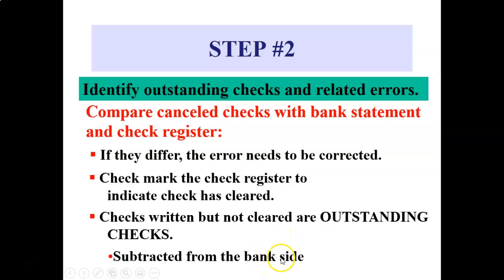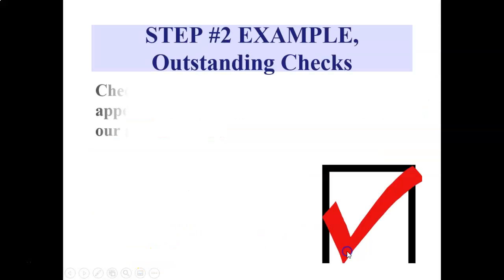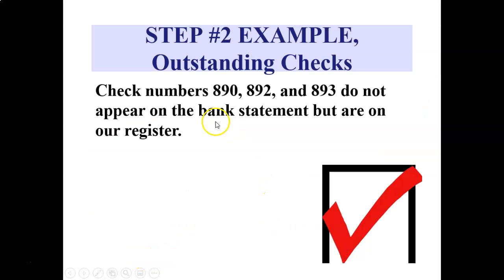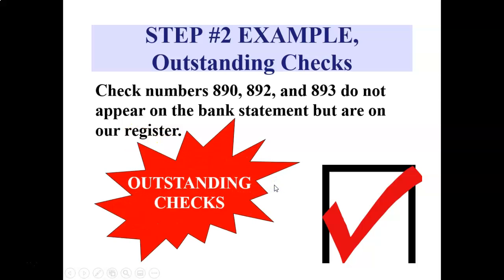And because the bank side is the side that doesn't know those checks exist, they are in the check register, they're just not on the bank statement. So the bank statement doesn't know about it. That's the side it's going to go on, and it's a check, so it's going to need to be subtracted. So here's going back to our example. We have check numbers 890, 892, and 893. They don't appear on the bank statement, but they are on the check register. So these are outstanding checks.